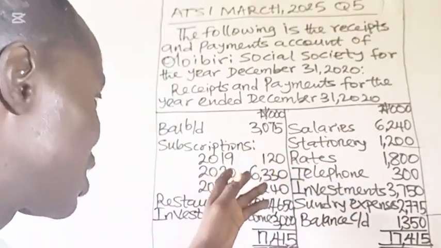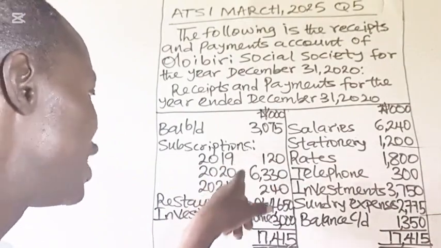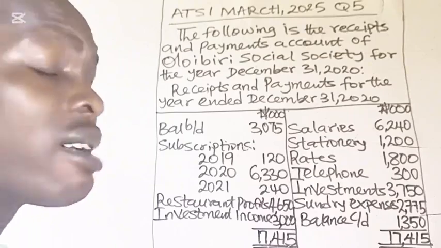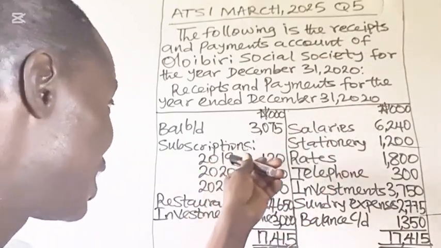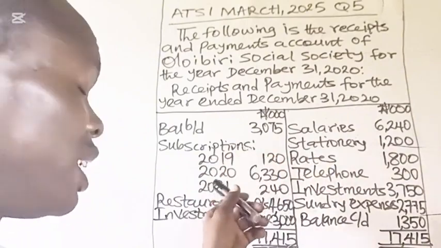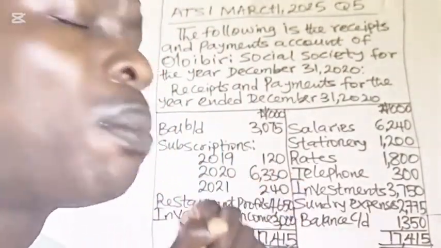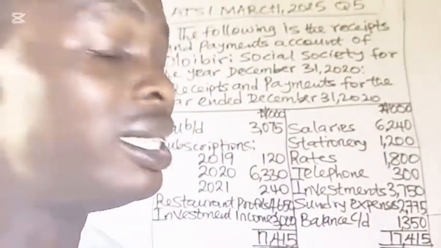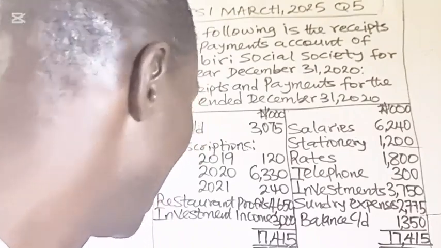So under normal circumstances, since these two subscriptions were not made for the year 2020, the year in question, since the two subscriptions, that is the one for 2019 and 2021, were not made for the year 2020, they are not supposed to be included in the income and expenditure account for the year 2020.